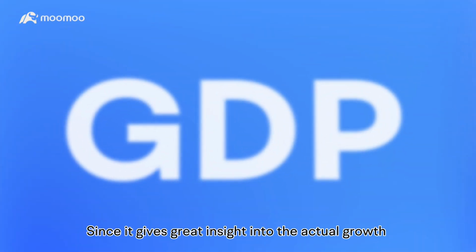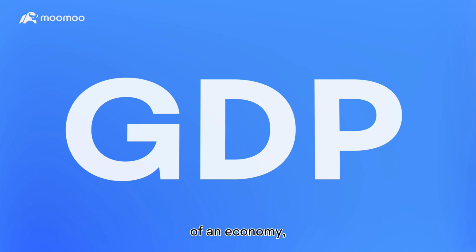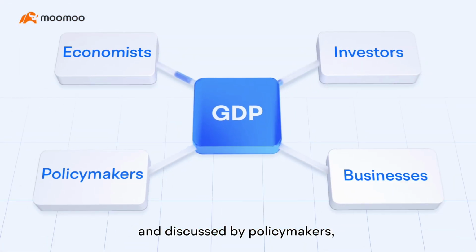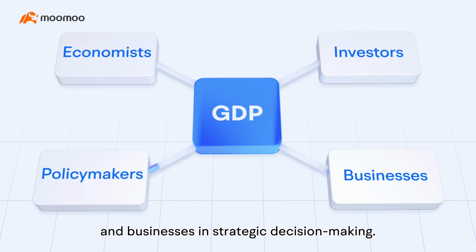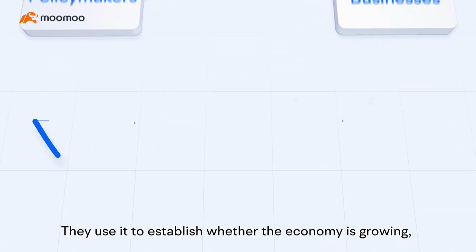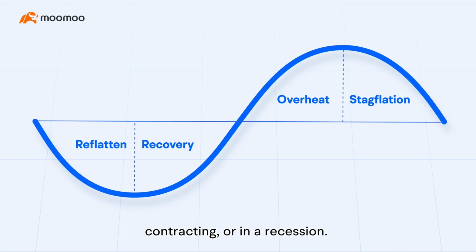Since it gives great insight into the actual growth of an economy, GDP is widely followed and discussed by policymakers, economists, investors, and businesses in strategic decision-making. They use it to establish whether the economy is growing, contracting, or in a recession.